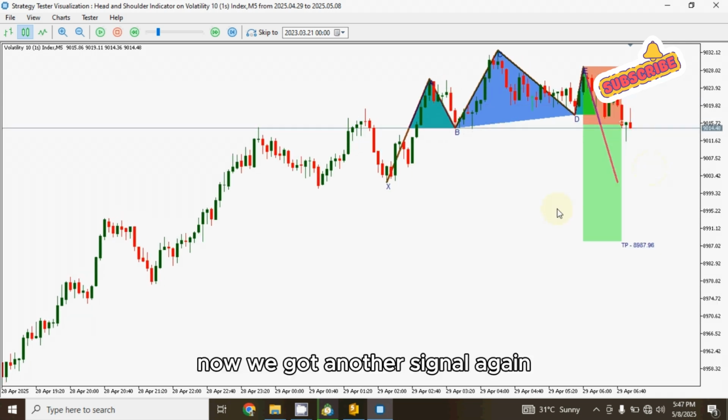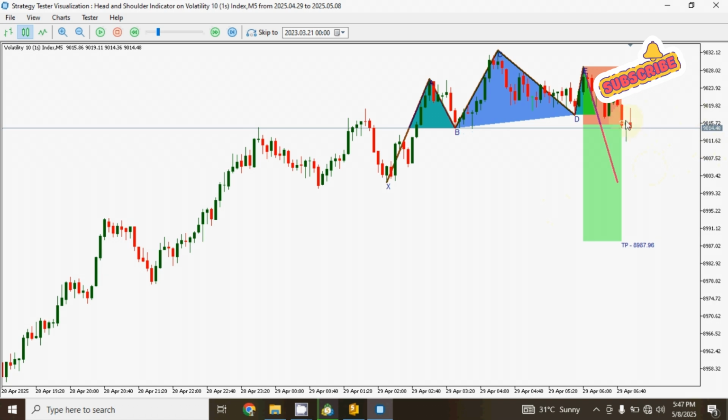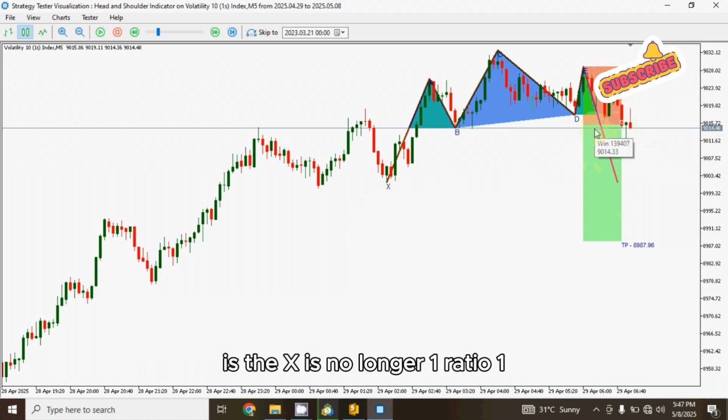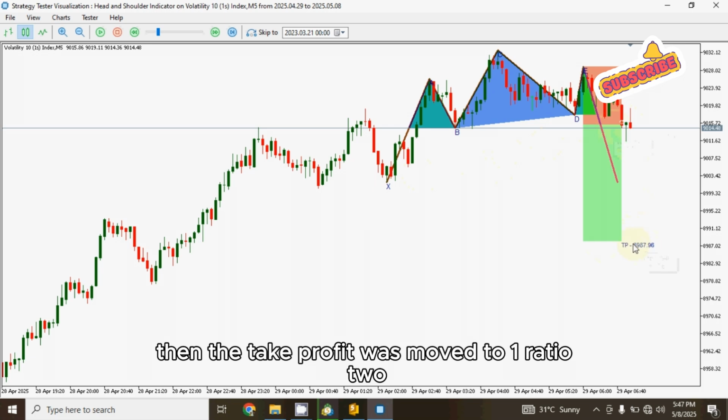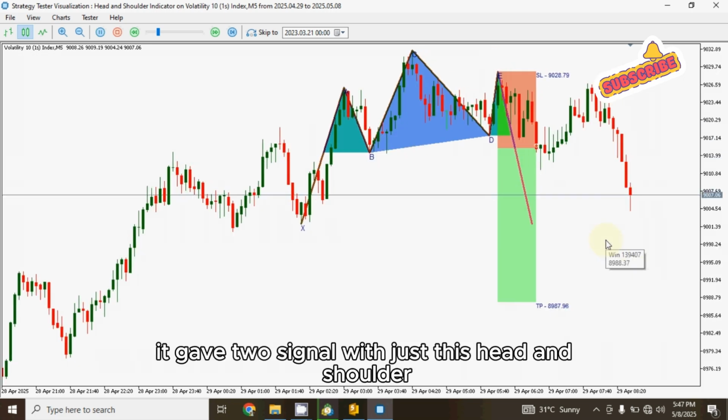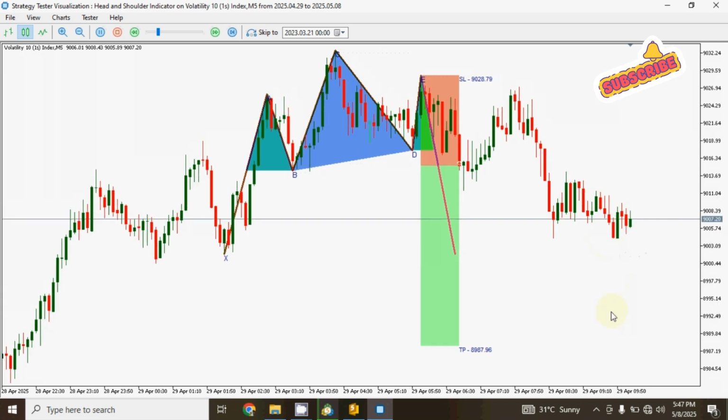Now, we got another signal again. The take profit is no longer 1:1 at X. Because X is too close to the entry point, the take profit was moved to 1:2. It gave two signals with just this head and shoulder.